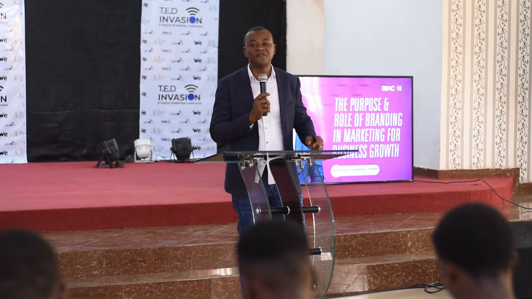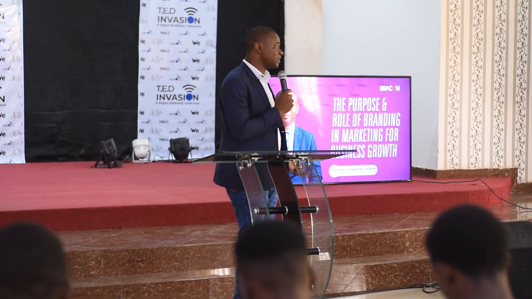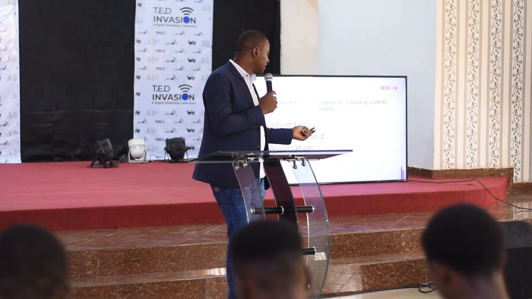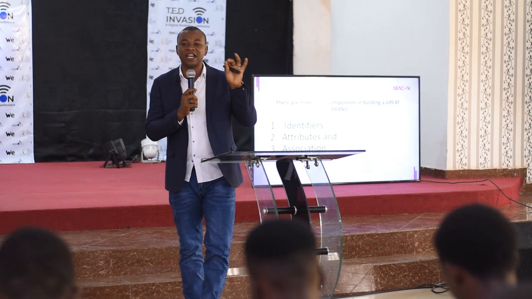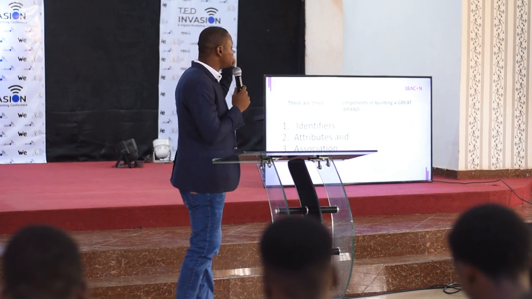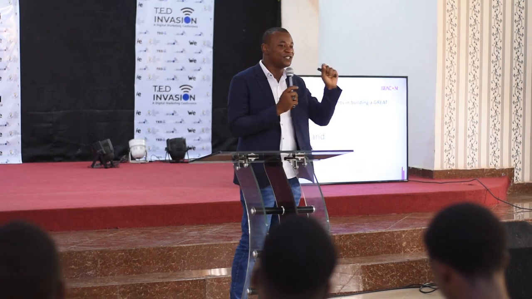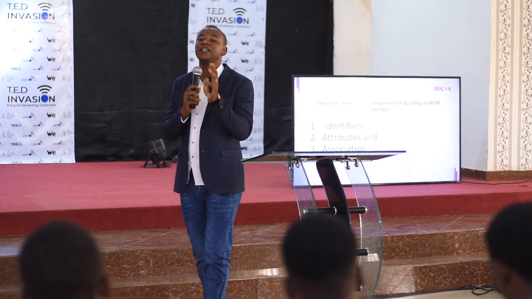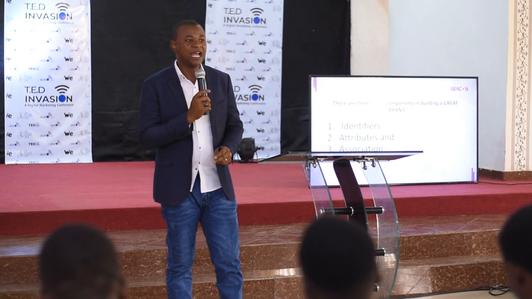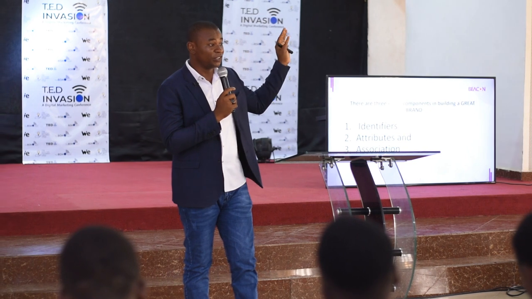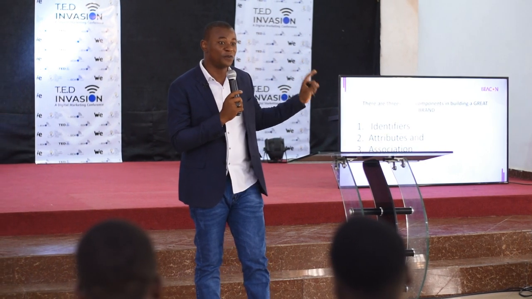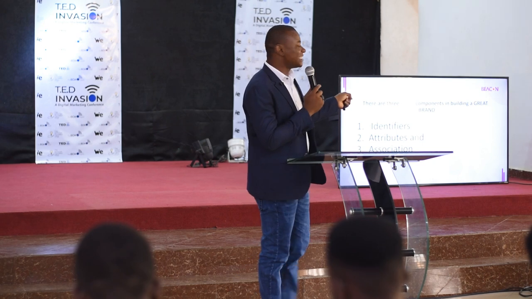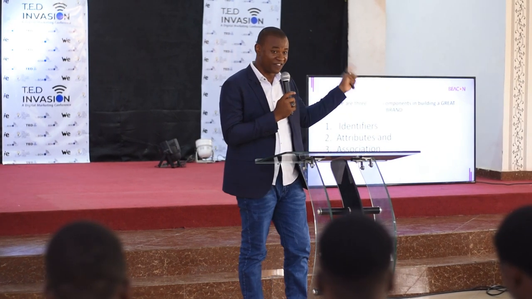Now, there are a couple of key factors that are actually responsible for that, and that is where we're going to go straight into my slide. Okay, so there are three major defining factors, or should I call them three major components, to build every successful brand or a great brand. The first one is identifiers. Then the next thing, attributes. And the last one is association. Now, all three work hand in hand. And I took time to arrange them in chronological order so that you know that before you jump to the attributes and the association, you have to start with the identifiers.